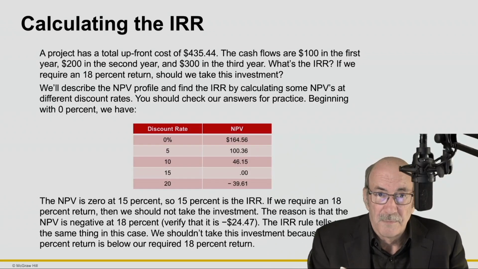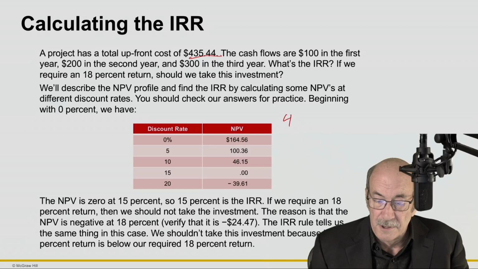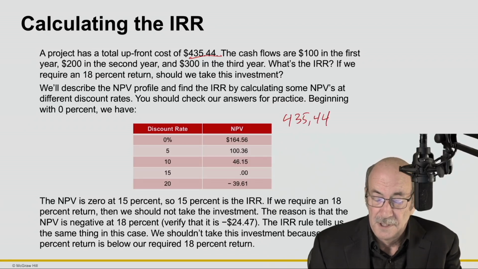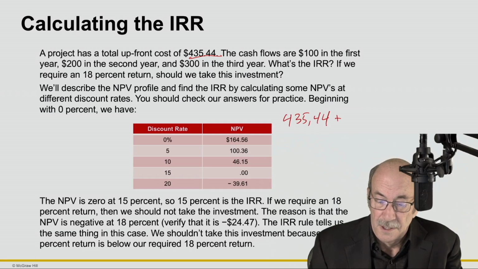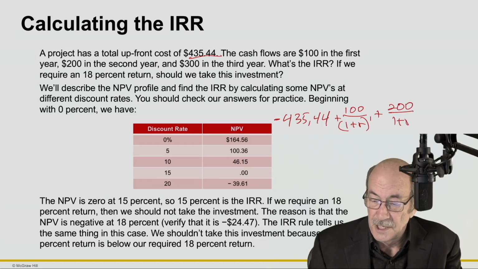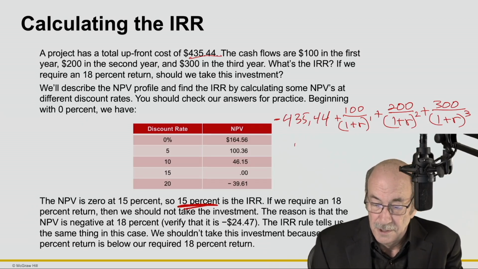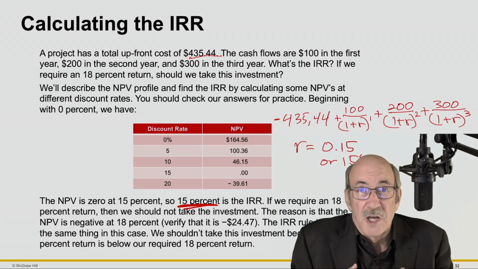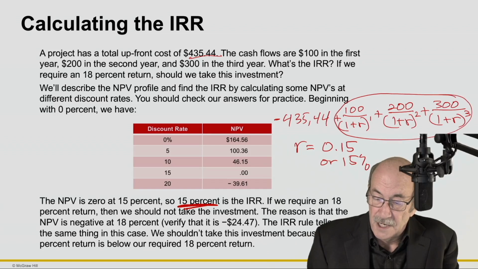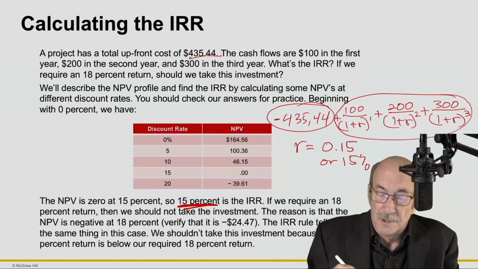Here's another example. In this case, we have upfront costs of $435.44, and that's a negative. We've got a cash flow of $100 discounted at some rate for one period. The next cash flow is $200 discounted at that same rate for 2 periods. And then the final cash flow is $300 discounted at R for 3 periods. So when we solve for R, we find that R is equal to 0.15, or 15%. So that 15% is what sets this series of cash flows exactly equal to the cost of $435.44.